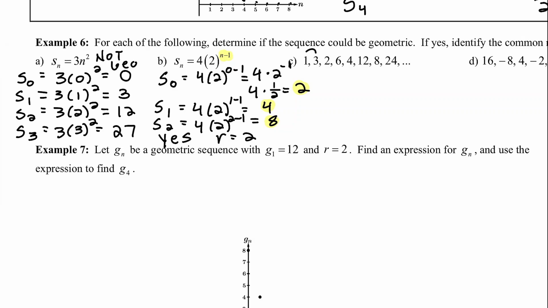You should notice the next one. 1 to 3, I'd multiply by 3. Then I'd multiply by a fraction, like 2 over 3 to get to that. And then times 3. Then by 2 over 3. Then 3. It's alternating multiplying, but it's not geometric. Oops, not geometric, sorry.